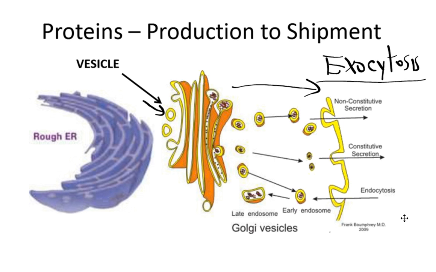And it can also come in this way. Endocytosis is where it comes in. It goes into the Golgi body and is processed sometimes when the cell receives proteins as well.